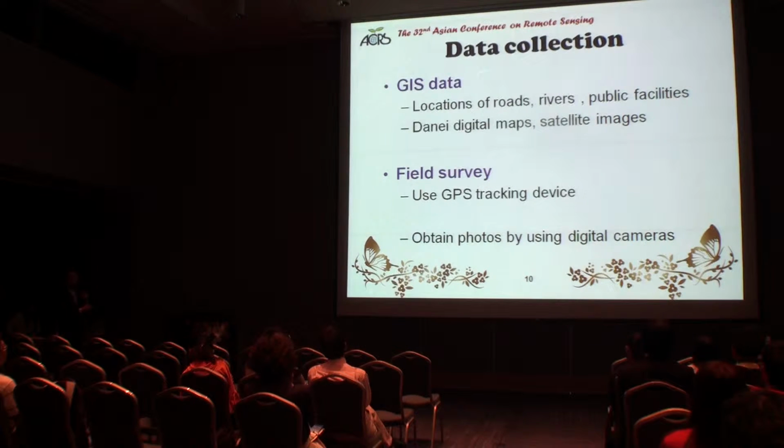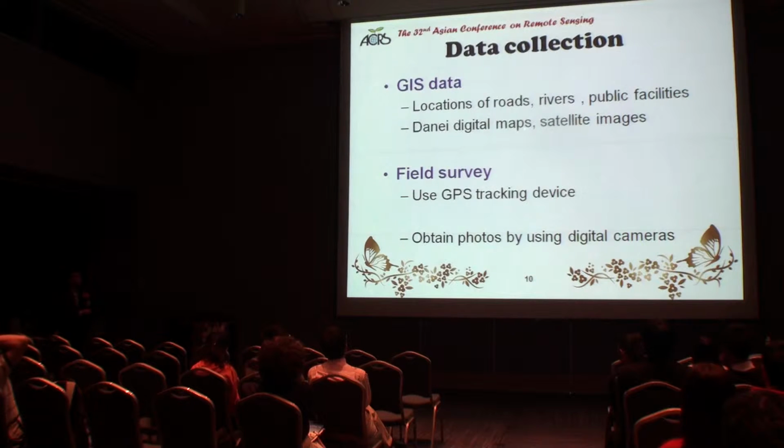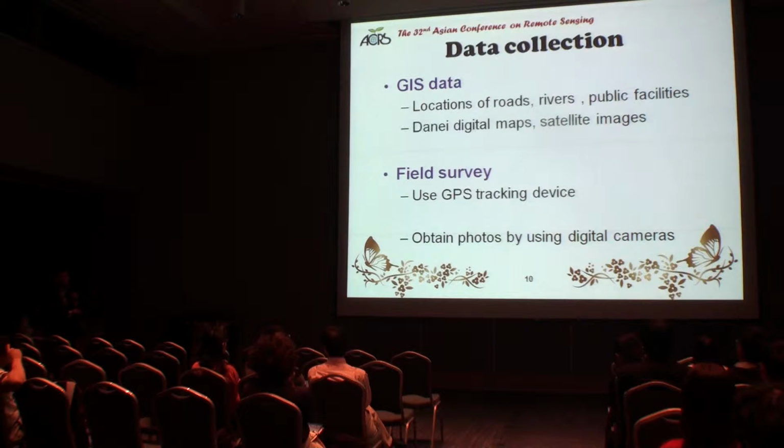The data collection includes 2 parts. One is GIS data, which involves basic layers like locations of roads, rivers, or public facilities, and also Dane digital maps or satellite images. Perhaps this data can be found on the internet. The other is field survey. We let people there use GPS tracking devices to investigate and collect data, the resource coordinates, and at the same time take pictures by using digital cameras for fascinating things.